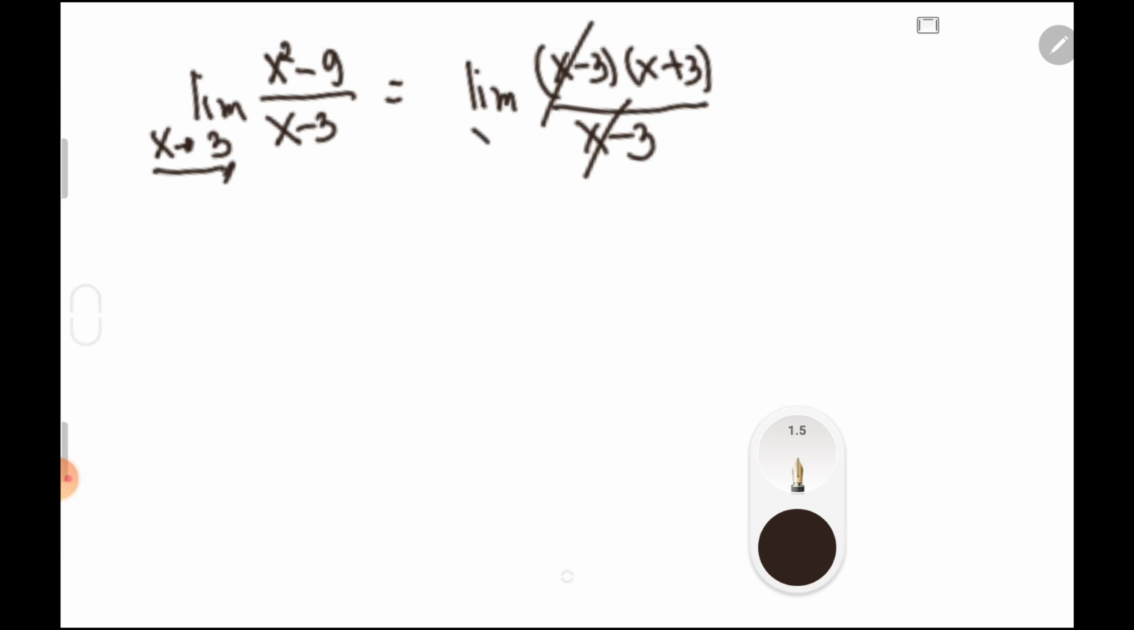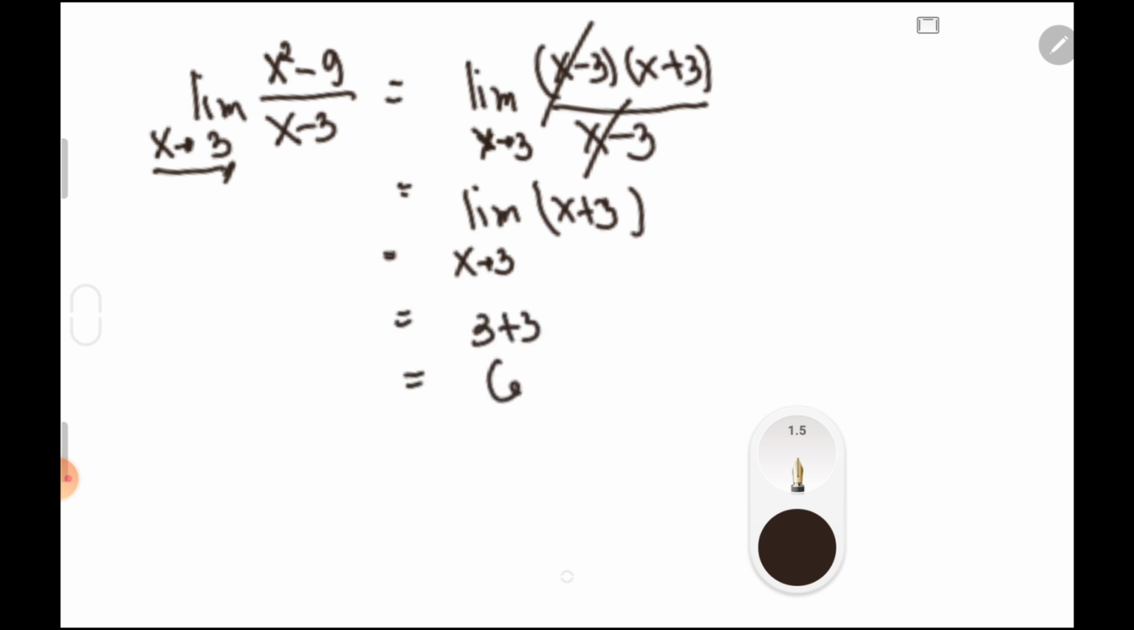Later on, you will see that the graph of this function is just linear. Okay, so we are ready to evaluate the limit of x plus 3 as x approaches 3. So we have a value equal to 3 plus 3, which is equal to 6.